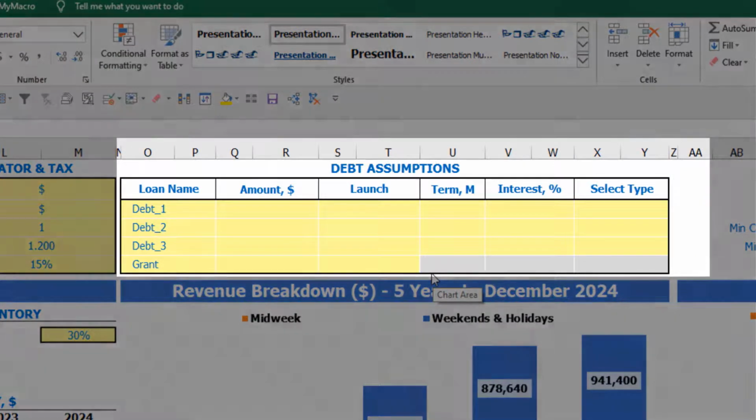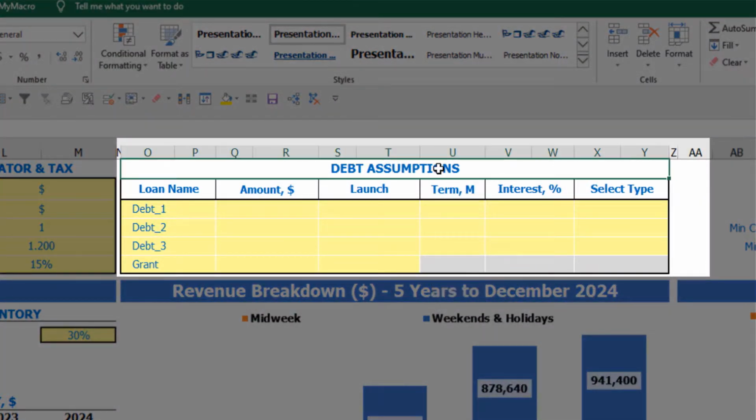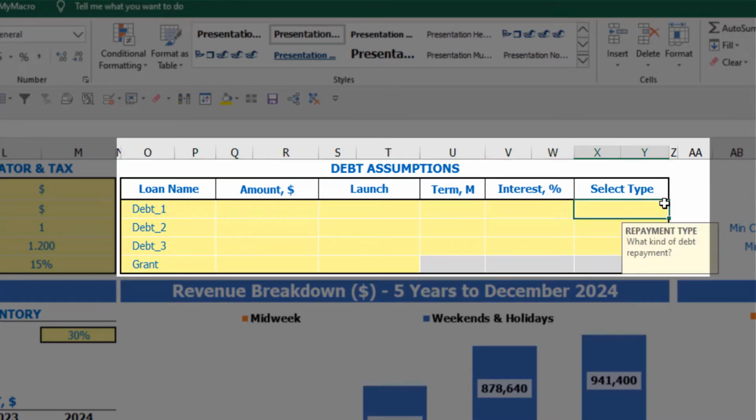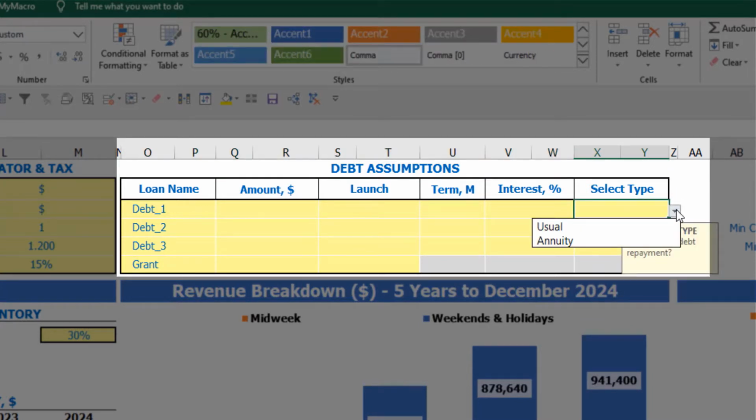Also on the top of the dashboard we have debt assumptions. Let me show you how it works. For each debt you are able to select the debt type. There are 2 debt types in the model, which are annuity and usual. Annuity means that each monthly payment, which consists of your debt repayment plus interest expenses, will be equal each month.